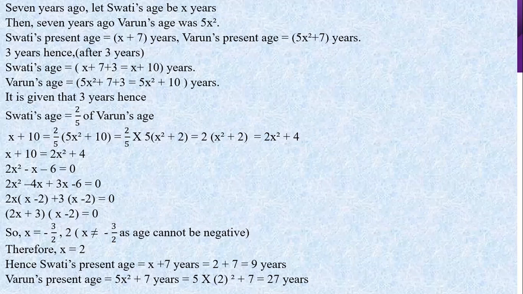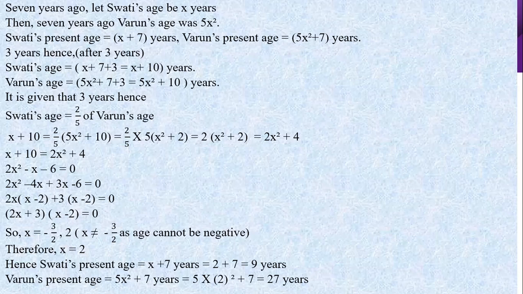So now by factorization method, we get the roots as minus 3 by 2 and 2. By splitting the middle term, we are getting 2x square minus 4x plus 3x minus 6 equal to 0. Taking common factors, we are getting the linear factors as 2x plus 3 and x minus 2. So the roots of the quadratic equation are minus 3 by 2 and 2. X cannot be equal to minus 3 by 2 as x indicates the age of a person. Therefore, x equals 2.